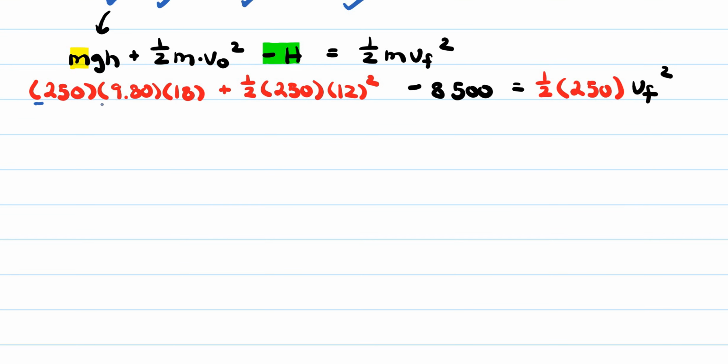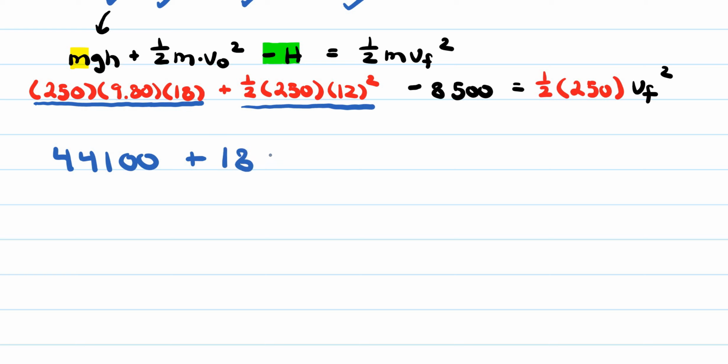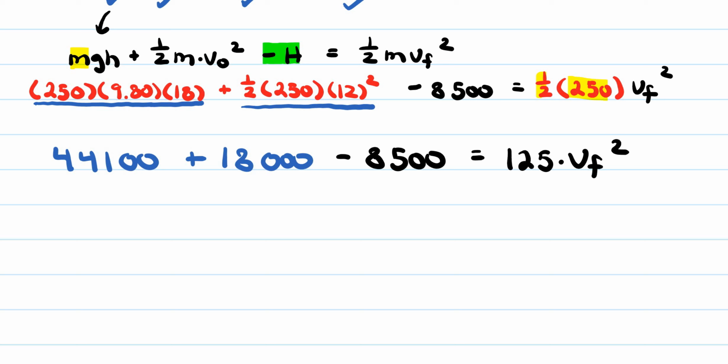So if I go ahead and find my potential energy at the very beginning by multiplying those numbers out, I get 4,100 joules, plus my kinetic energy at the beginning, which is going to be 18,000. And then I minus my 8,500 joules of energy, which is given to me at the start of the problem. And then if I multiply 1/2 by 250, that gives me a value of 125, and I need to find my final speed all squared. Okay, so that's the goal right here, to find the VF.